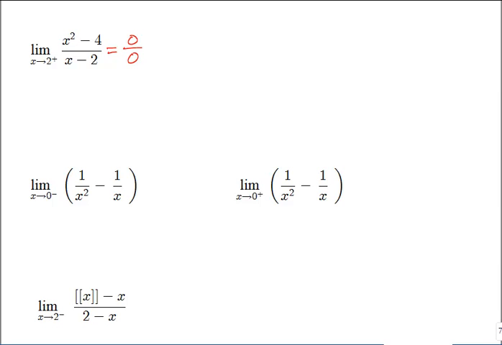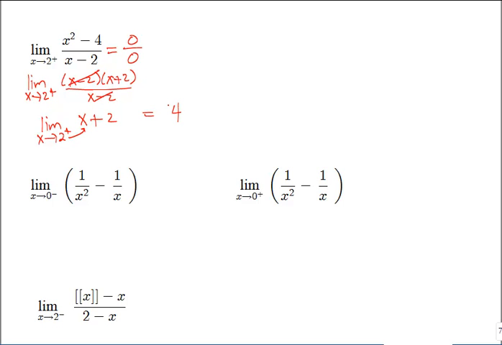So I'm going to use one of my tricks again, and that is to factor that numerator into x minus 2, x plus 2. The x minus 2's cancel out. So we're left with the limit as x approaches 2 from the right-hand side of x plus 2. And if I plug in 2 into that, 2 plus 2 is going to be 4.